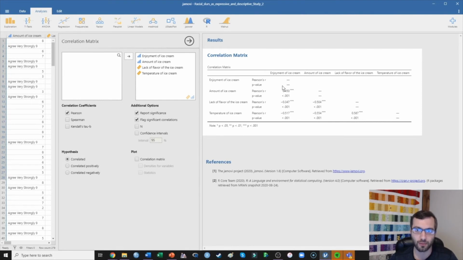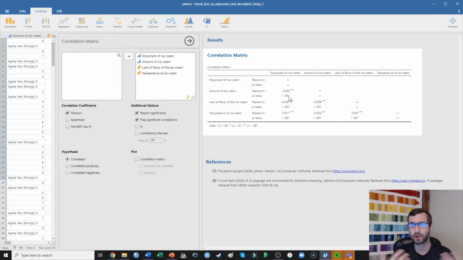So this one right here would be 0.45 because that is the amount of ice cream correlated with the enjoyment of ice cream, which would go there. That's the exact same as this. So enjoyment of ice cream with the amount of ice cream, and we see that that correlation is 0.45. And we also see that that is significant because that p-value is less than 0.05, and that's consistent with my hypotheses. So the conclusion that I would write here is that greater enjoyment of ice cream was related positively to the amount of ice cream.